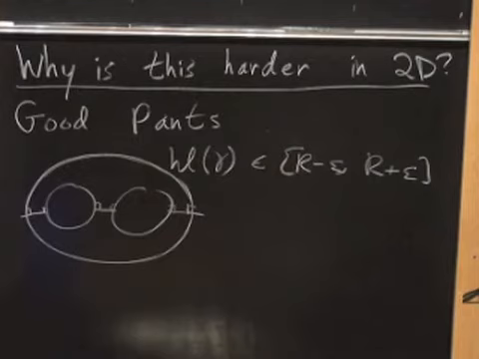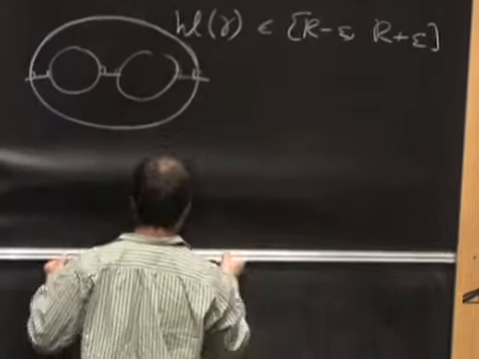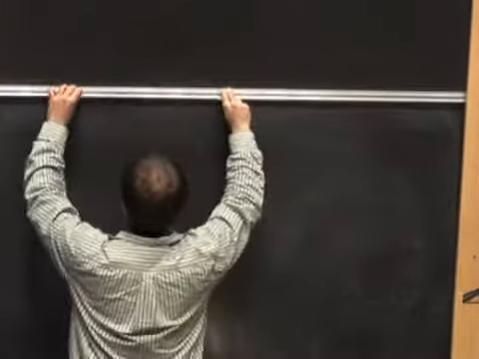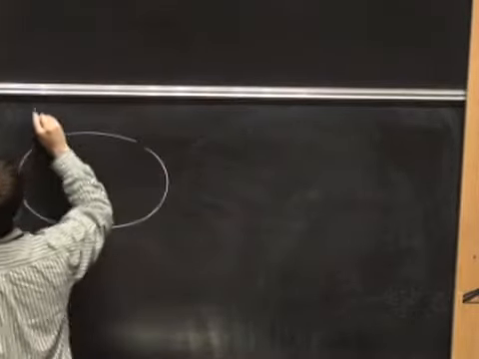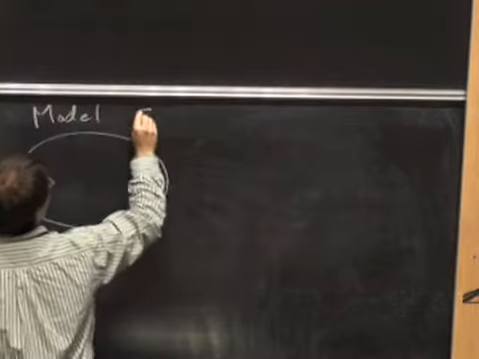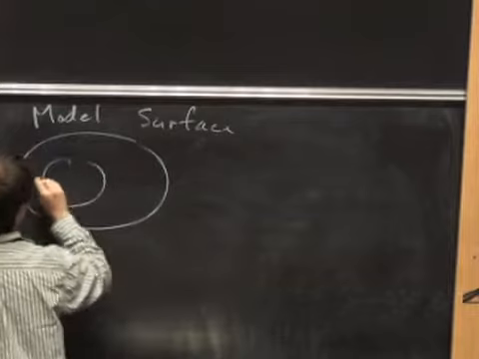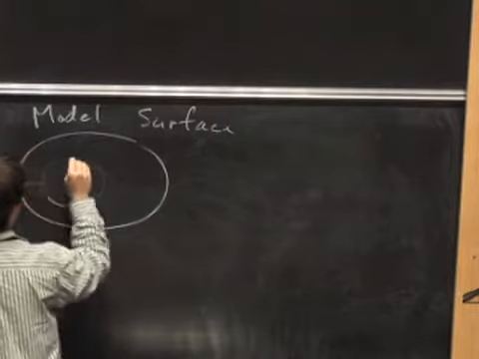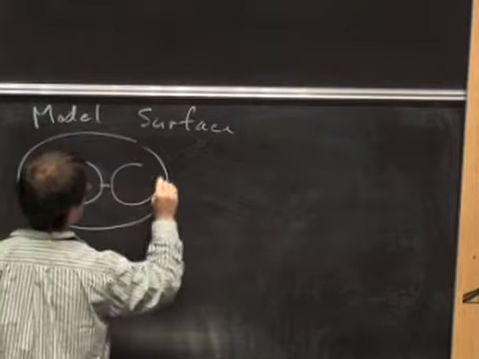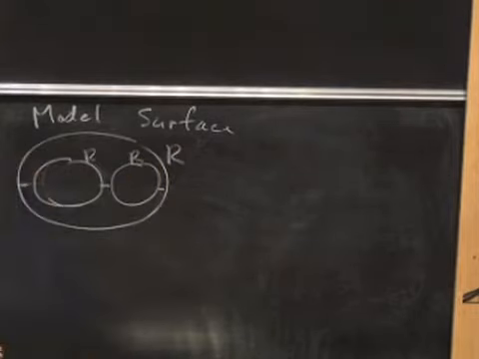And what's this model surface? The model surface is simply the ideal, we take perfect pairs of pants. So we take perfect pairs of pants where these three lengths are equal to R. Right? So that's as good as you can get.